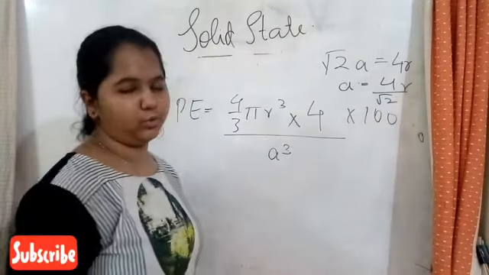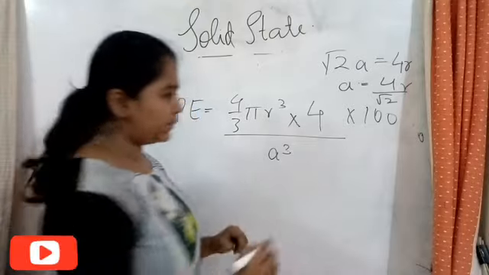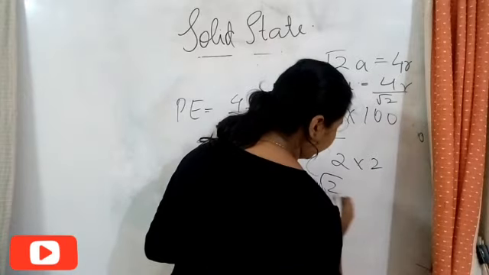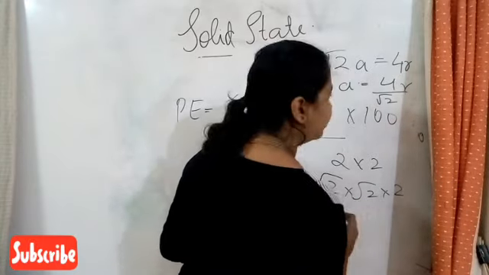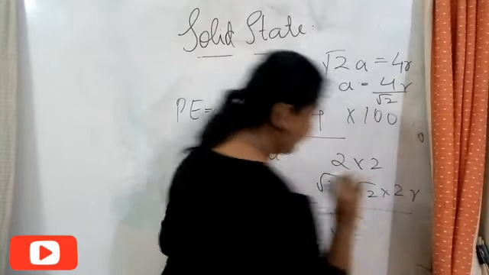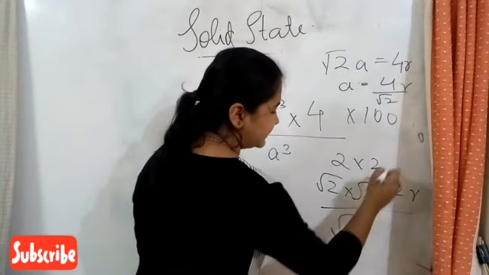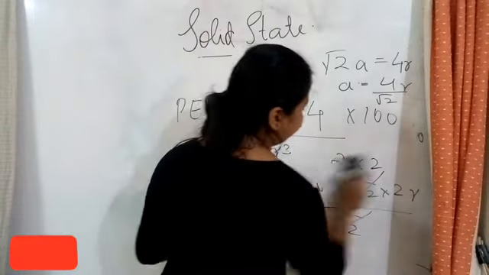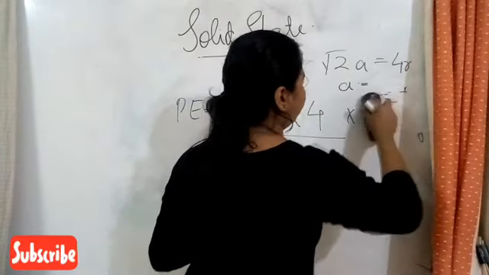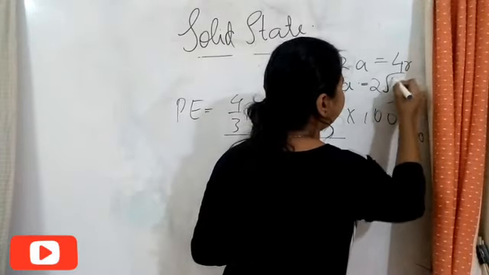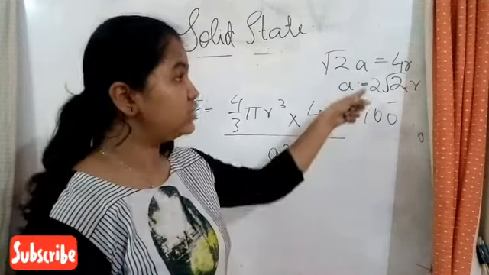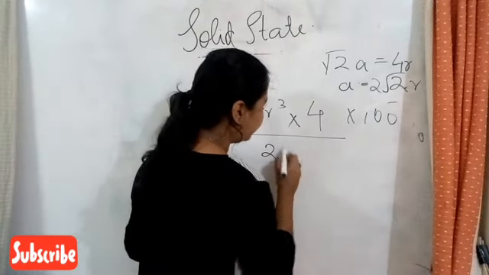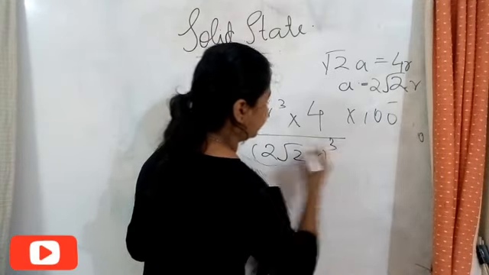So when you write 4 by root 2 R, how will you write that? 4 is equal to 2 into 2, and 2 is equal to root 2 into root 2. So 2 into root 2 into 2R divided by root 2. You will cancel this, you will cancel this. So 2 root 2 R is the answer for A. So A is equal to 2 root 2 R. Let's write that over here and substitute it: 2 root 2 R, the whole cube.